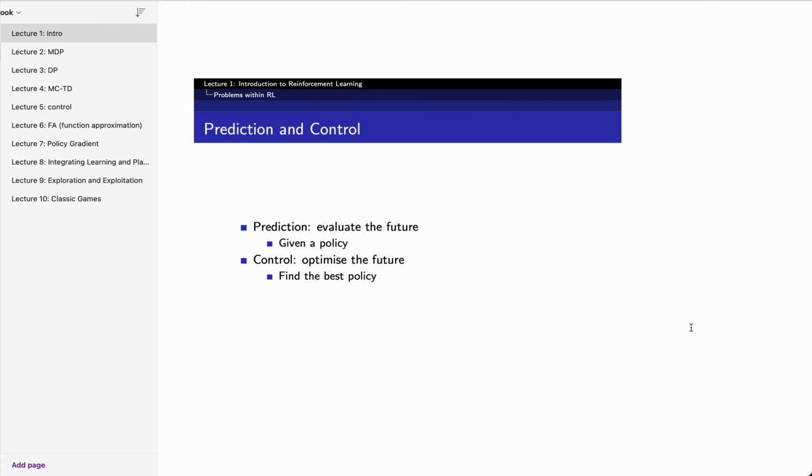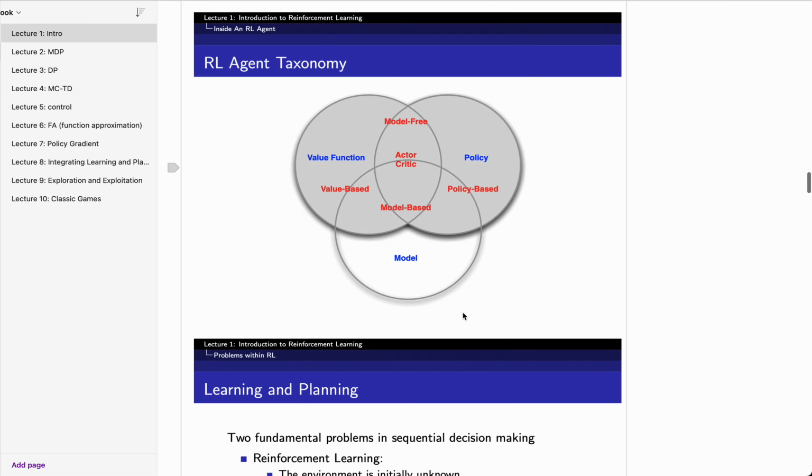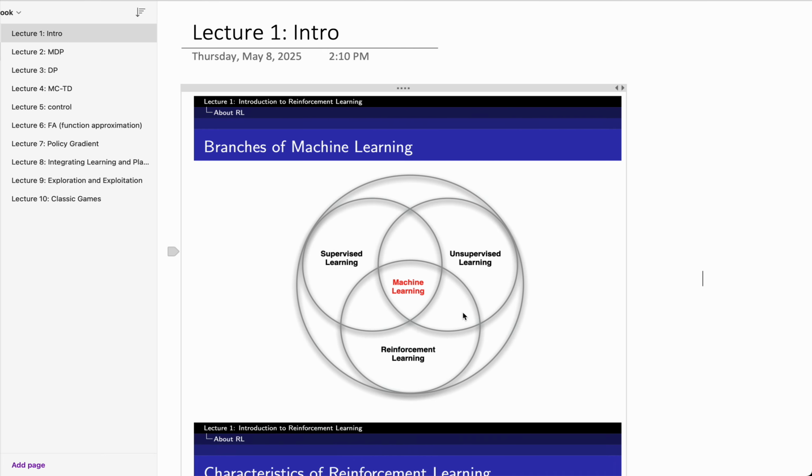Lastly, he explained the concepts of prediction and control. Prediction is basically, given a policy, evaluating the future. It finds out the state value functions, and control is basically finding out the best actions to take in order to optimize the future. So that's prediction and control. One is a state value function, the other is the action value function. So that's lecture one. He summarized all the basic ideas and key concepts of reinforcement learning, with dedicated lectures explaining the details of each concept.